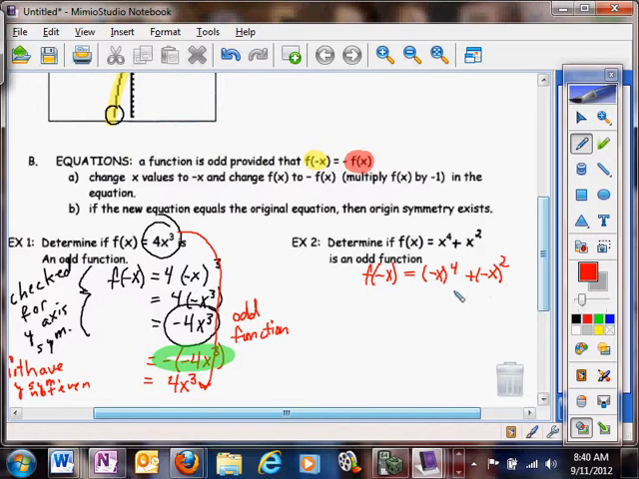Now if I give you certain rules or shortcuts, like earlier I was saying a negative number raised to an even power is positive, that's for a reason. This is easy right here. I have a negative number being raised to an even power, so it's going to be positive. x to the fourth. Negative number raised to an even power is positive. Plus, a negative number raised to an even power is positive. So this matches the original. This has even symmetry, or y-axis symmetry, and I use those terms interchangeably. This has y-axis symmetry, which means it's an even function.